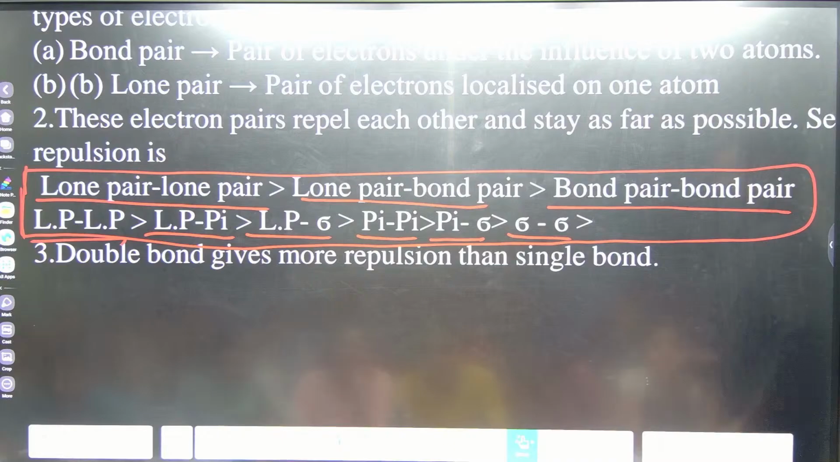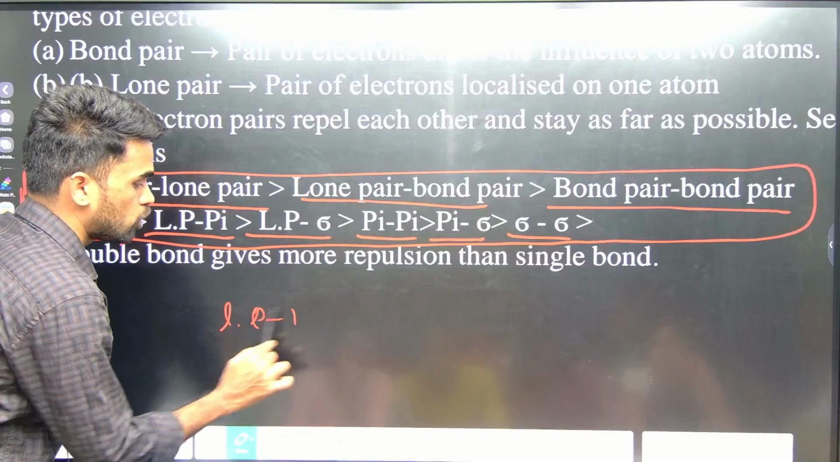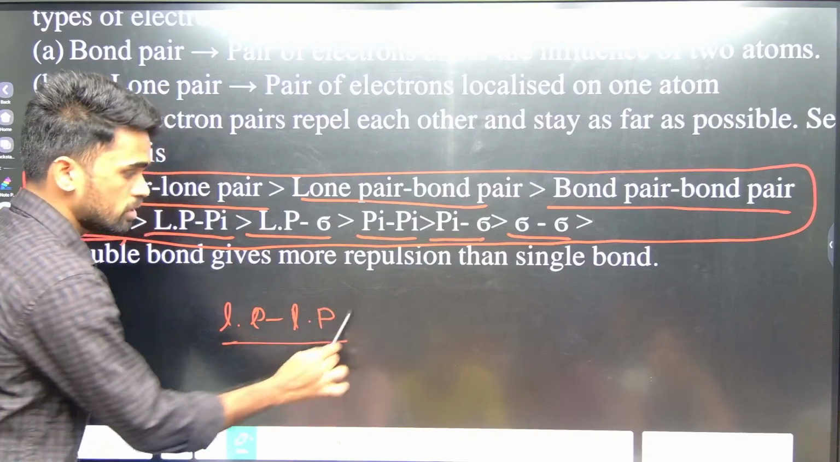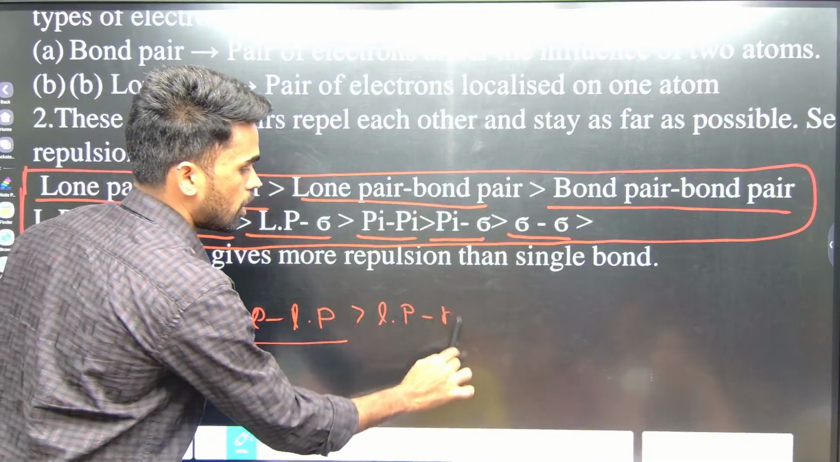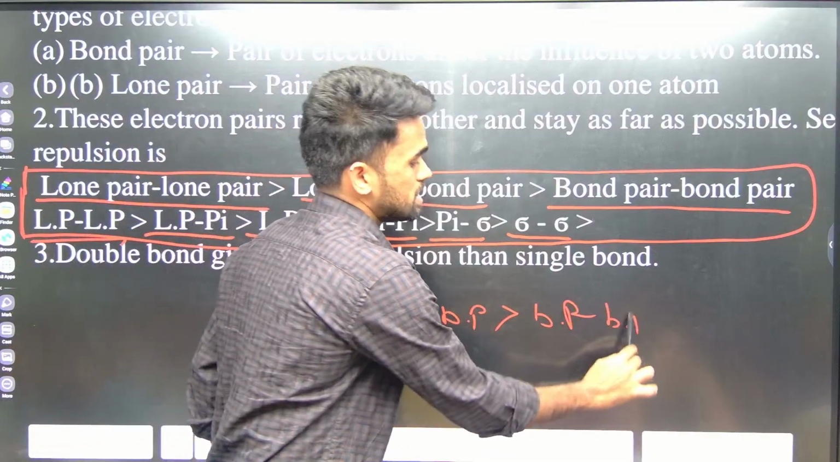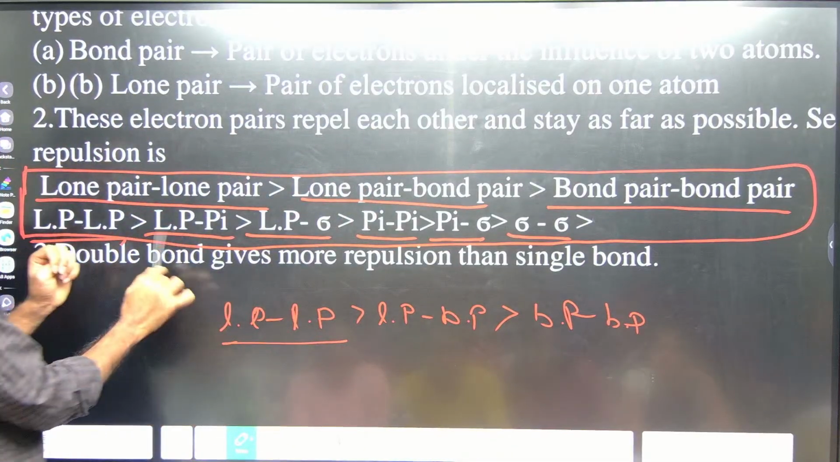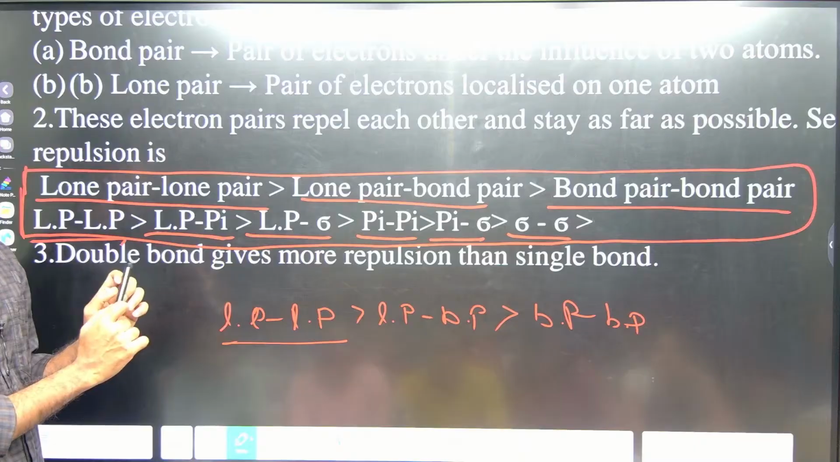First, you remember this thing. Whenever there are lone pairs, lone pair repulsions will be more than lone pair–bond pair repulsions. Then next is bond pair. You just remember up to here. When the topic comes, I will explain about lone pairs, pi bonds, all those things.